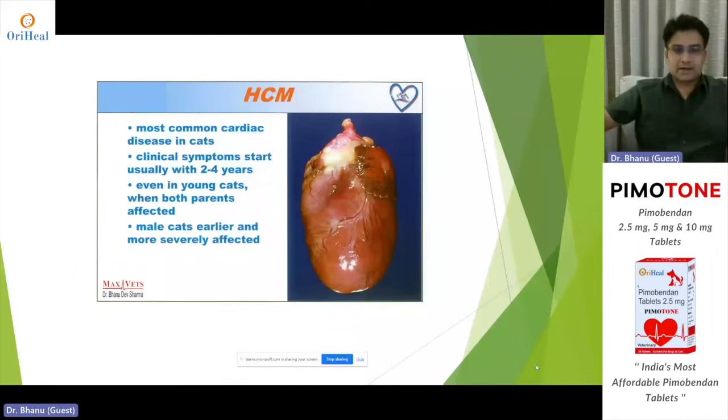It's a very common cardiac condition in cats, and the clinical symptoms usually start within 2 to 4 years of age. Young cats are mostly affected. Male cats have a higher predisposition, and they are more severely affected.